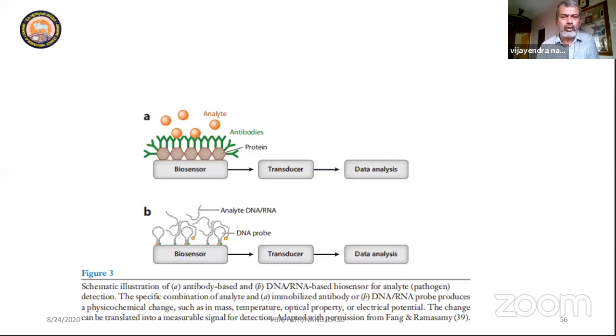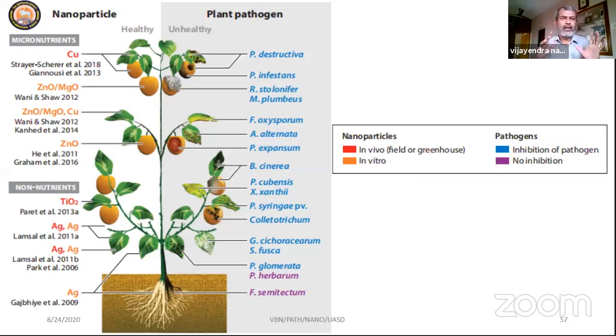So in a nutshell, if I want to give the overall gist, a wonderful review has come in the Annual Review of Phytopathology in 2018. Now you see the nanoparticle and the pathogen and their importance. They have given the first one for dicot characteristics, the fruit crops you can see, and the second one for monocots, the field crops. Now we will see what they have concluded. All the ones you find in red indicate that they have been tested in the field. The rest of these colors are in vivo.